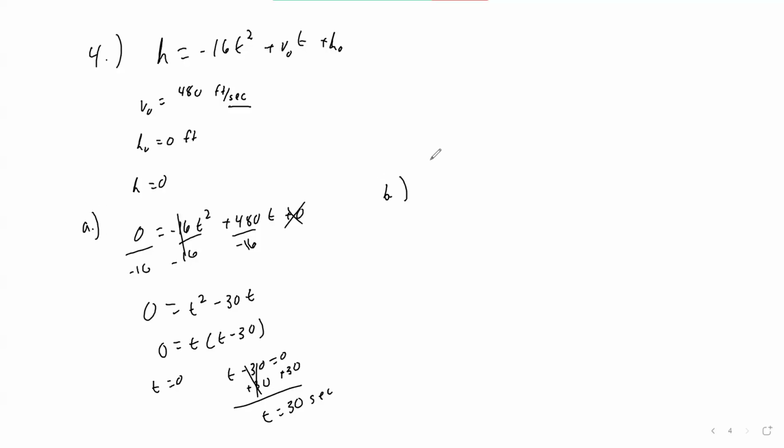Part B, it says, when will the bullet be 2,000 feet above the ground? So this is the same concept, but now my H is 2,000. So then I'm going to do the same math. So I get 2,000 equals negative 16t squared plus 480t plus 0. Once again, I don't really need that part. But I do need to get all of this moved over. So I'm actually going to add 16t squared and subtract 480t, because again, I just don't like dealing with negatives if I don't have to.